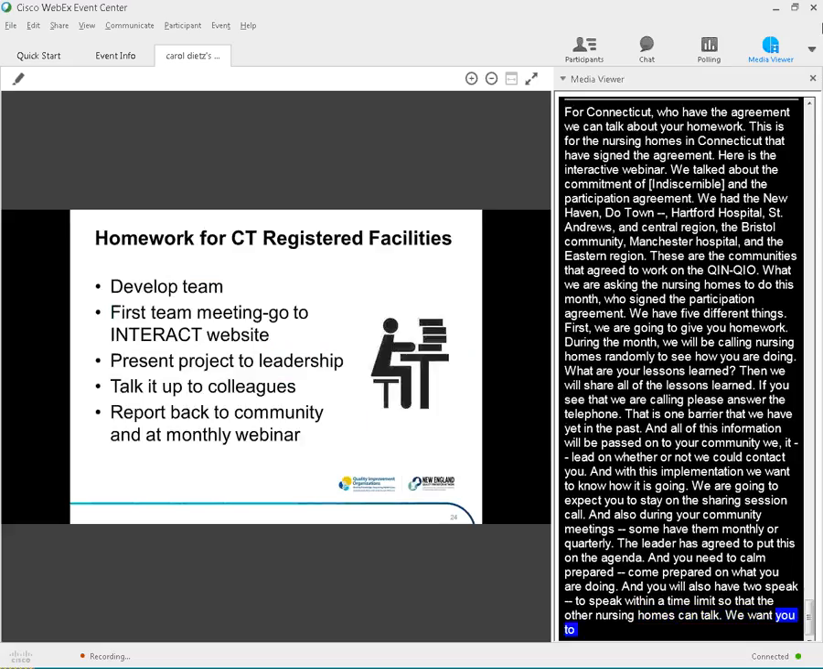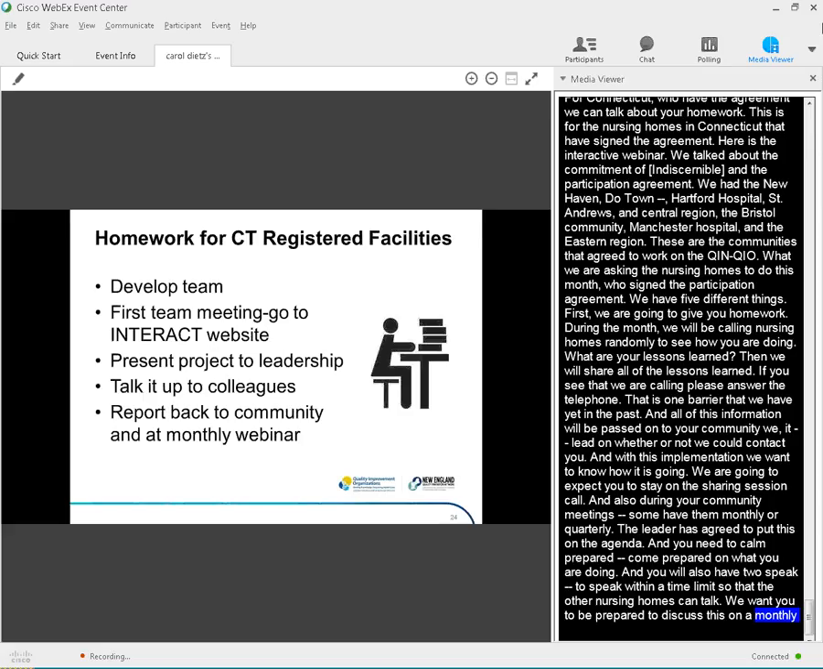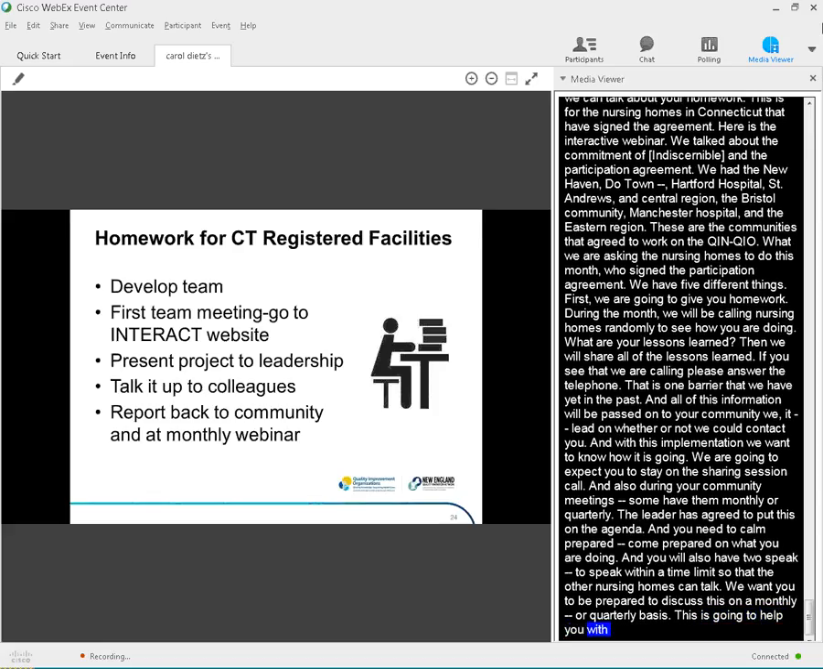And I don't like the word homework because I was in school for so many years, but this is all good stuff. This is going to help you really get the Interact program implemented in your facility. So we're the push to get this going.